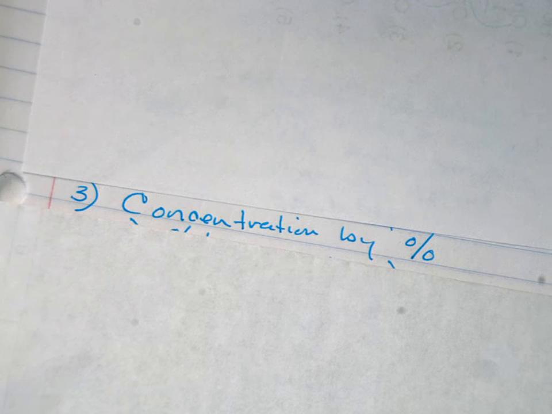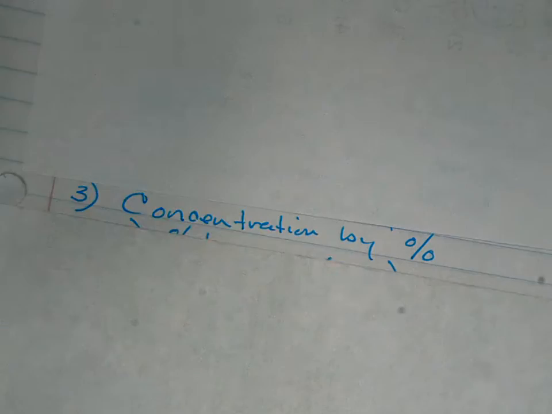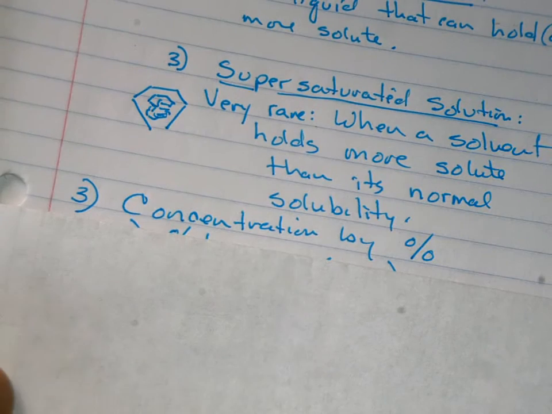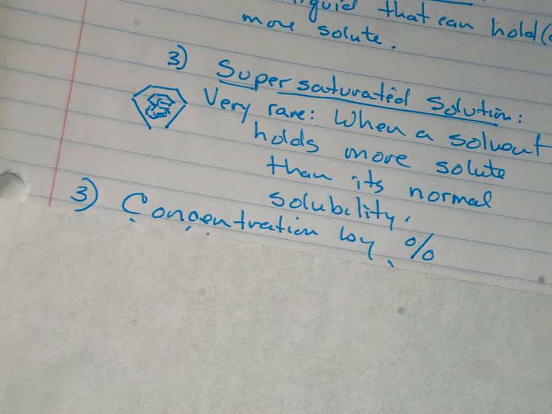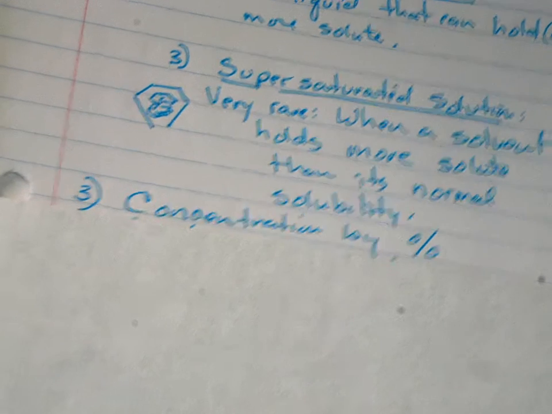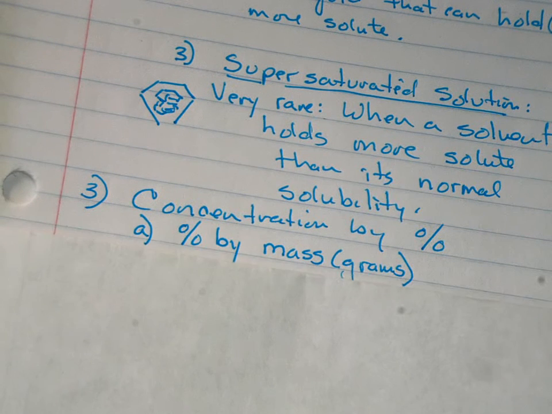Okay, we are continuing on now with our notes on concentration. We talked about molarity last week. We just finished up our notes on some of these terms for saturated, supersaturated, and unsaturated. So now number 3, concentration by percent. And there's a couple of ways we can do that.